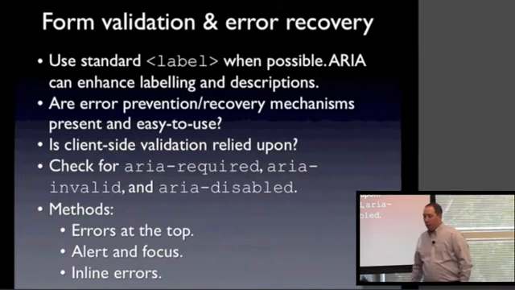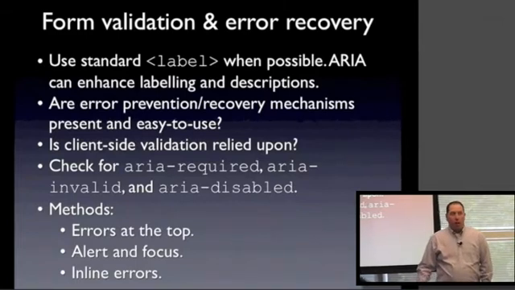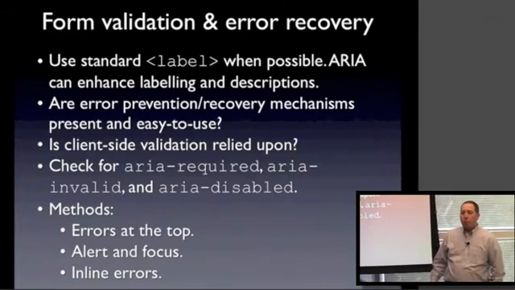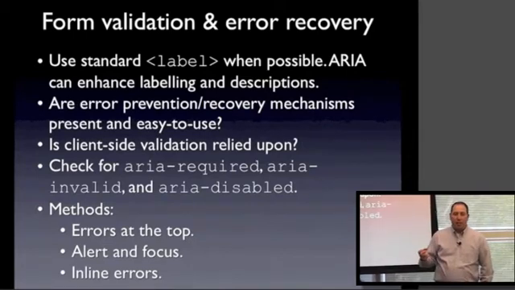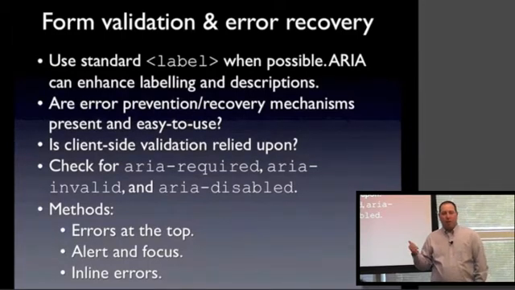And then ARIA-disabled would identify a disabled form field. This is really, really useful if you're using just visual styling to disable form controls. HTML has a disabled attribute. You can do input disabled equals disabled. The issue with using HTML disabled is that it removes that control from the keyboard navigation. Okay, I can't tab to a disabled form control that uses the HTML disabled attribute. That can be an issue.